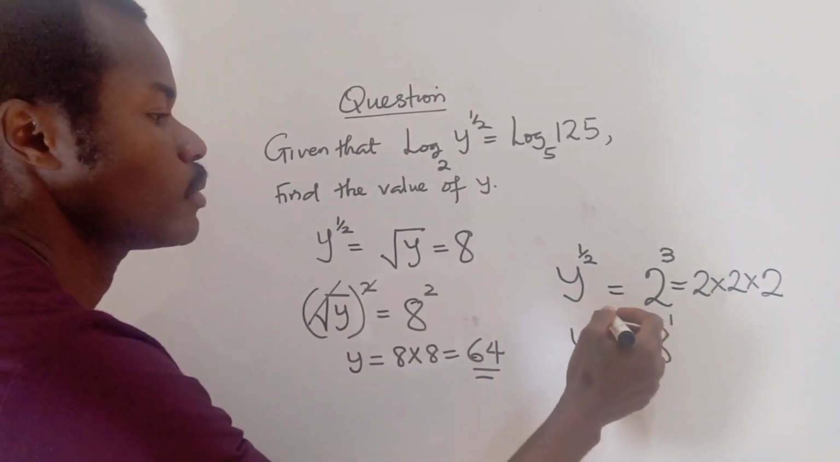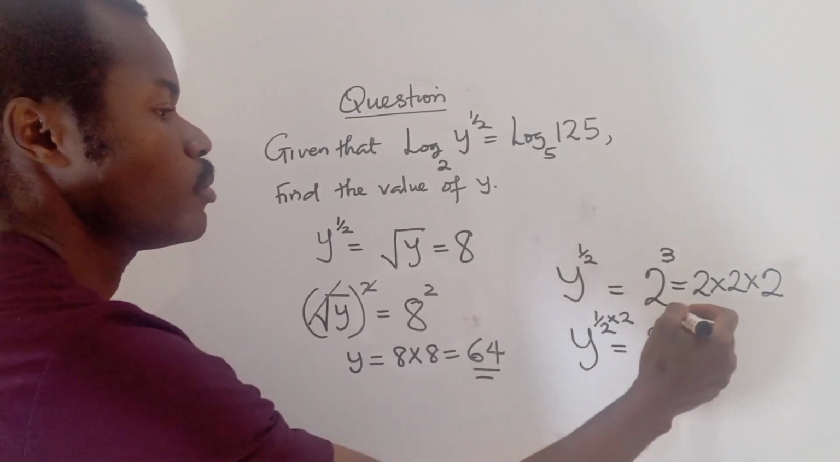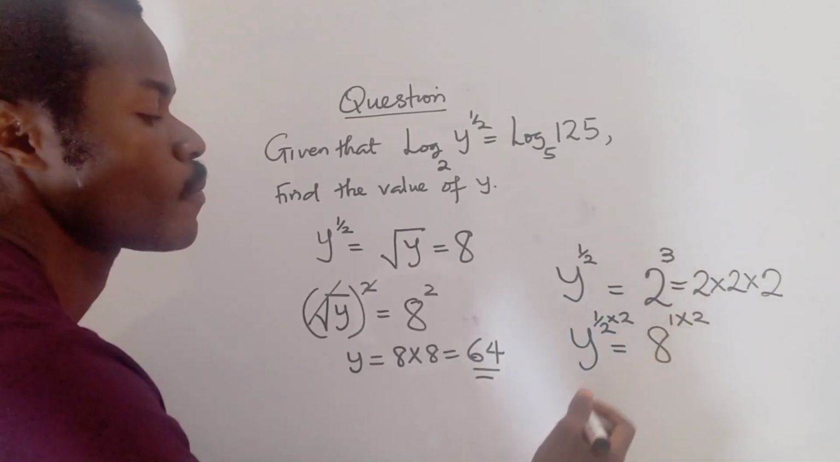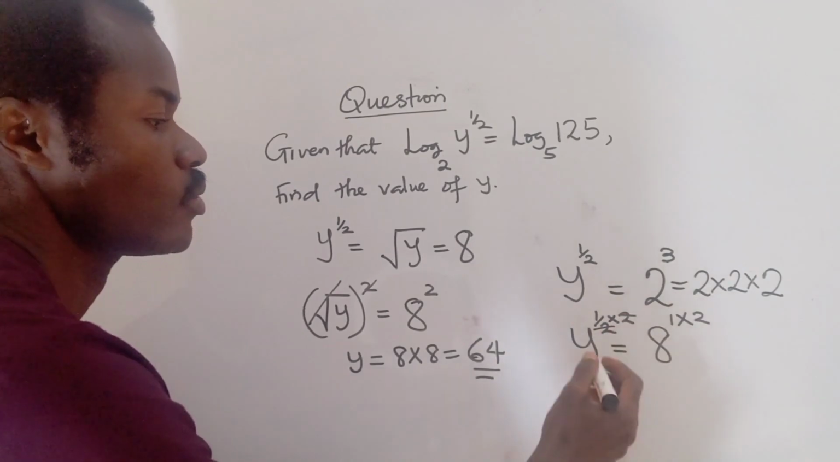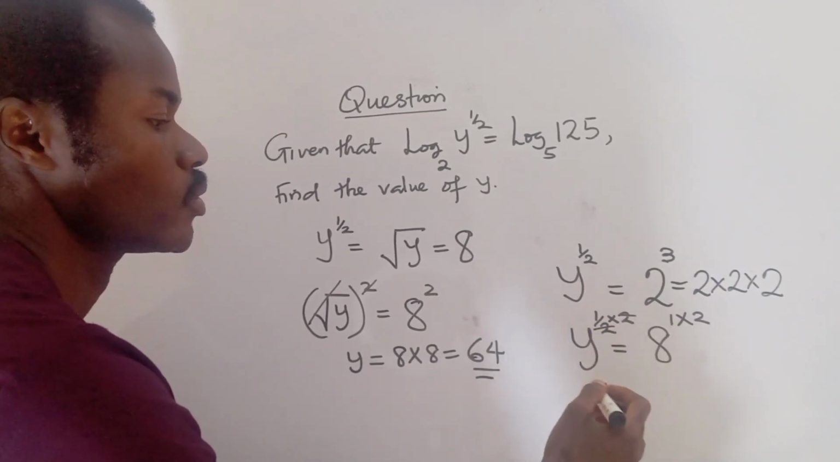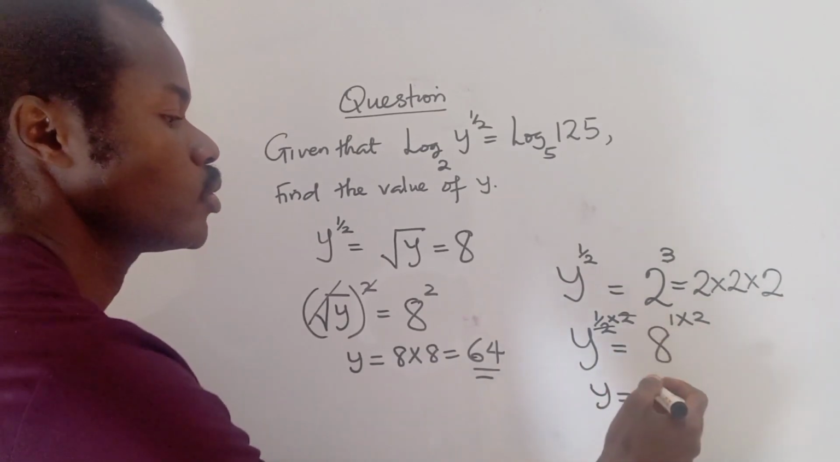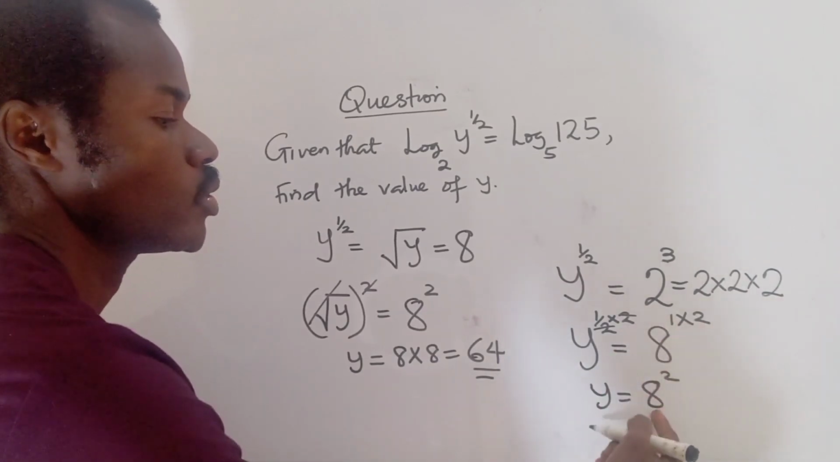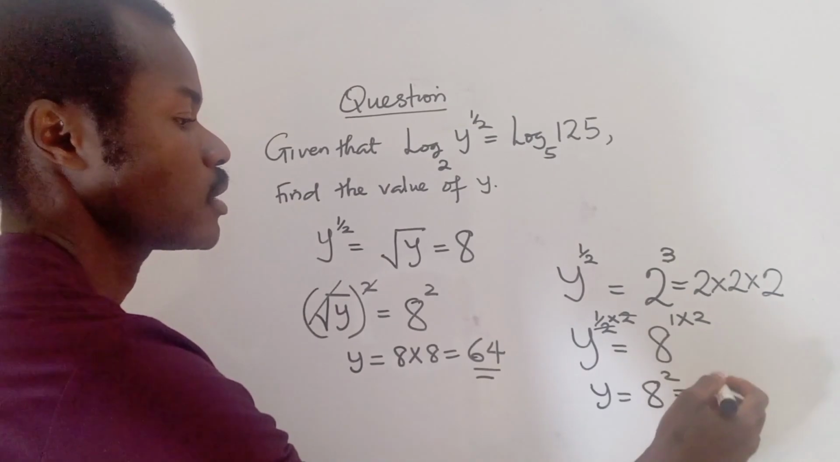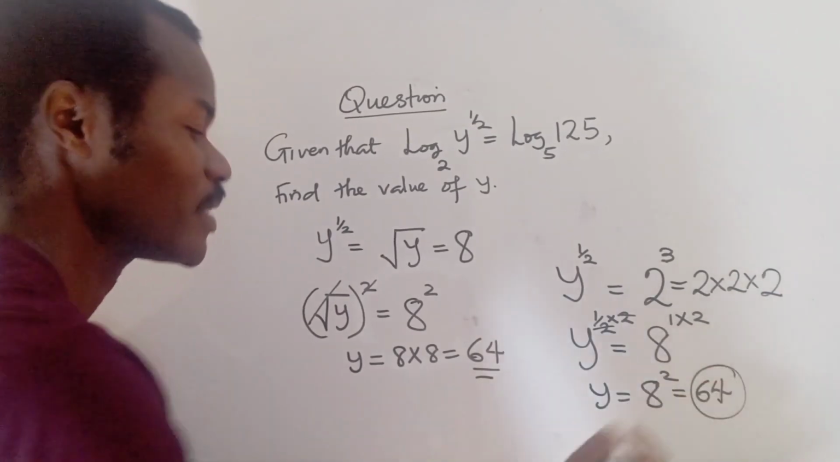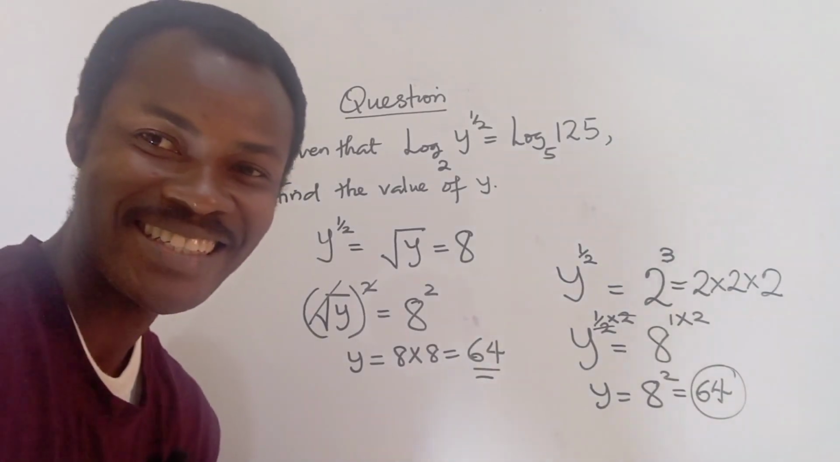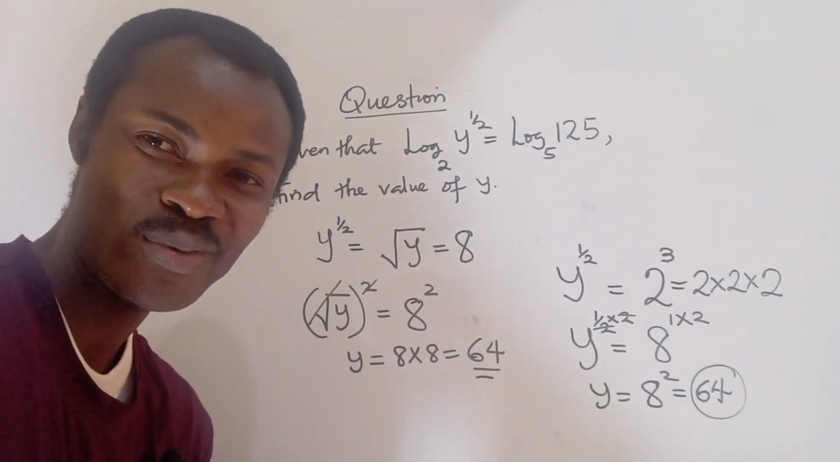The next method is you multiply this power by 2, and multiply the other power by 2. So this will cancel this, and we are left with y, which is equal to 8 to the power of 1 times 2, which is still 2. So 8 squared also means 64. So 64 is actually the answer to this simple problem.